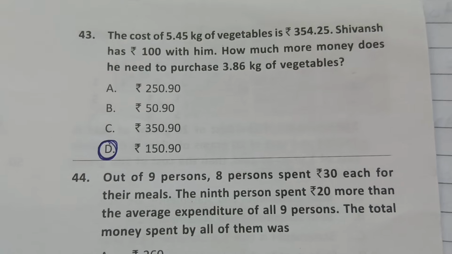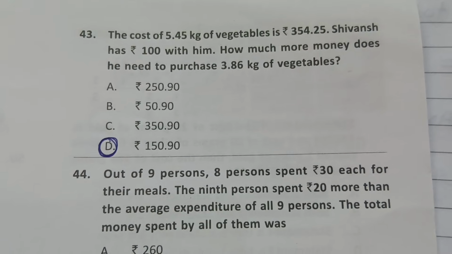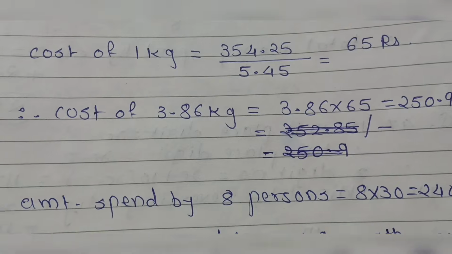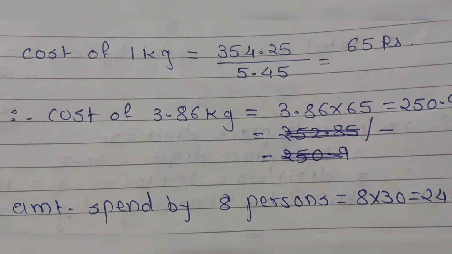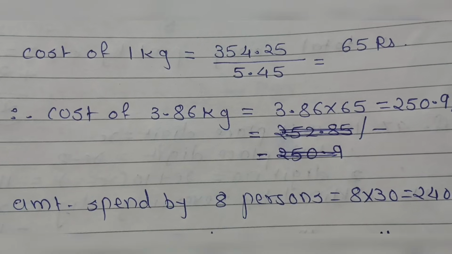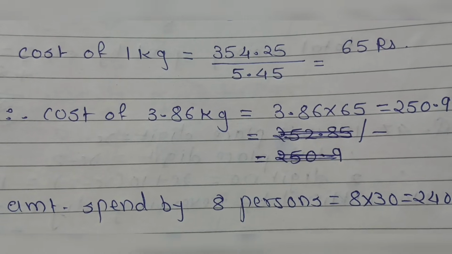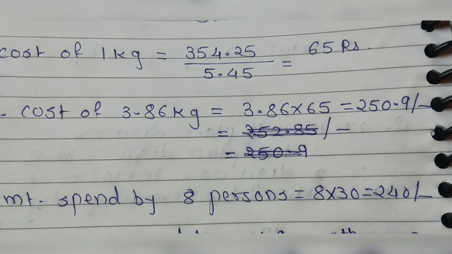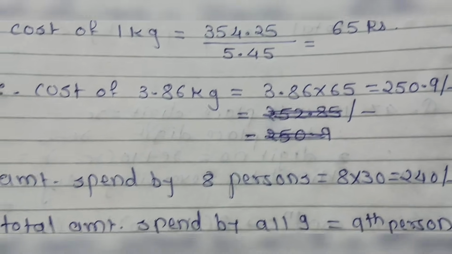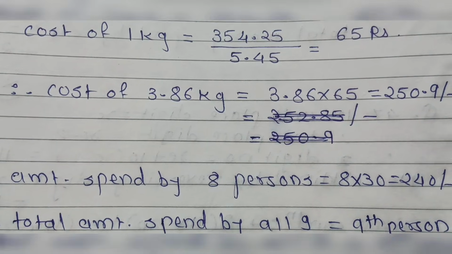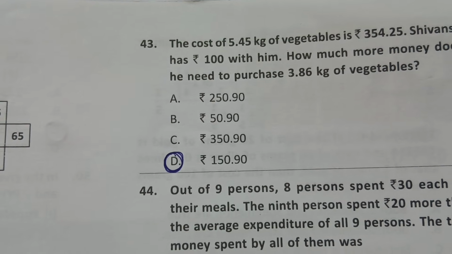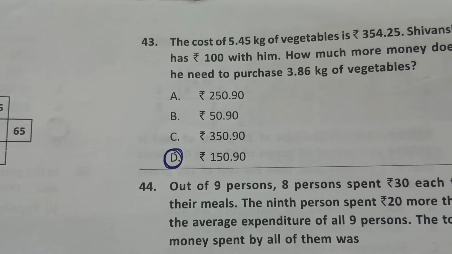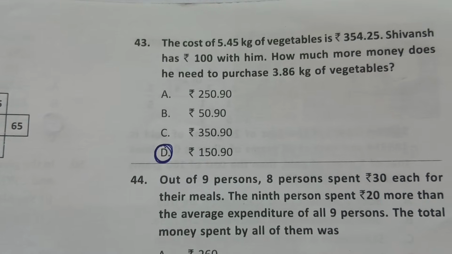Cost of 5.45 kg vegetable is rupees 354.25. Shivansh has 100 rupees with him. How much more money does he need to purchase 3.86 kg of vegetables? To find this, first we have to find the cost of 1 kg of vegetable. It's 65 rupees. So the cost of 3.86 kg vegetable is 3.86 into 65. It gives 250.9. But he has 100 rupees, so he has to take 150.90 rupees more to purchase the vegetable.